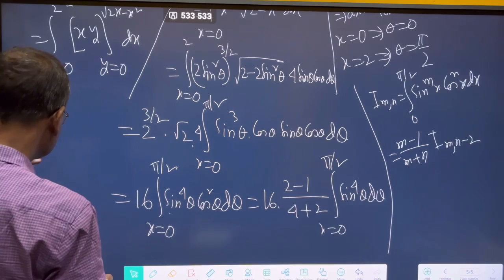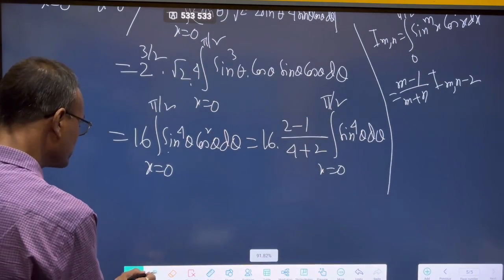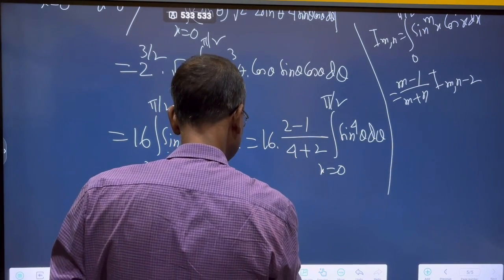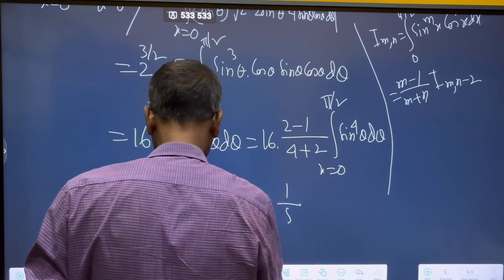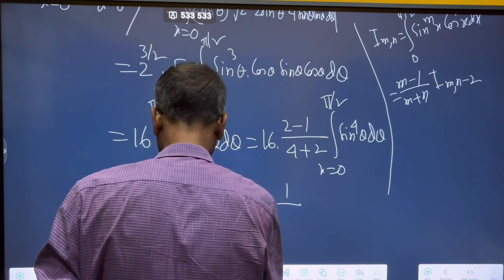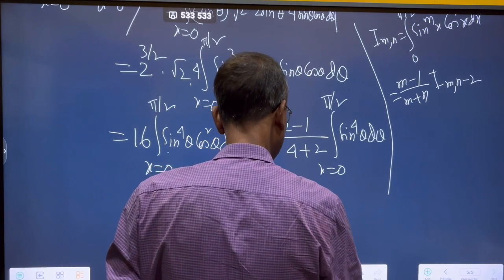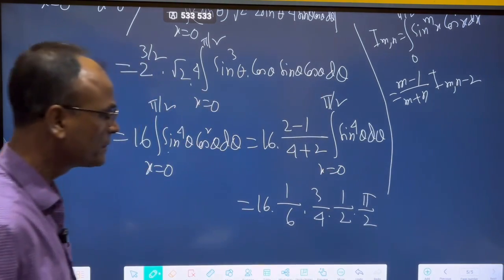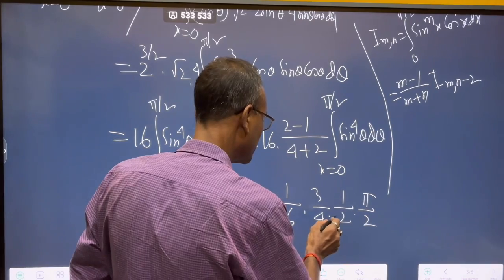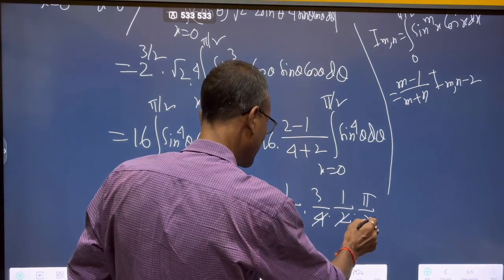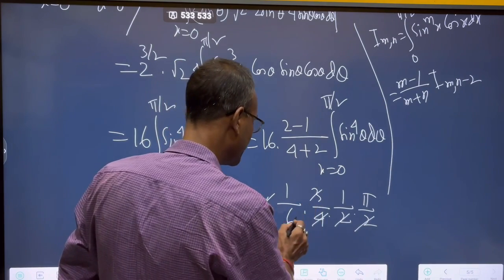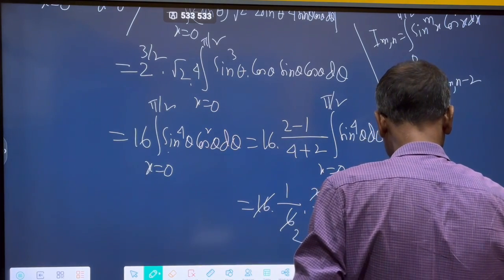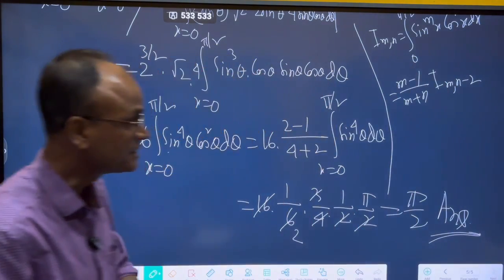Now this is equal to 16 into 1 by 6, times 3 by 4 into 1 by 2 into pi by 2. 4 times 2 is 8, times 2 is 16. This 16 will be cancelled. 3 and 3 cancel, leaving 2. This is equal to pi by 2. Therefore, the answer of this question is only pi by 2.